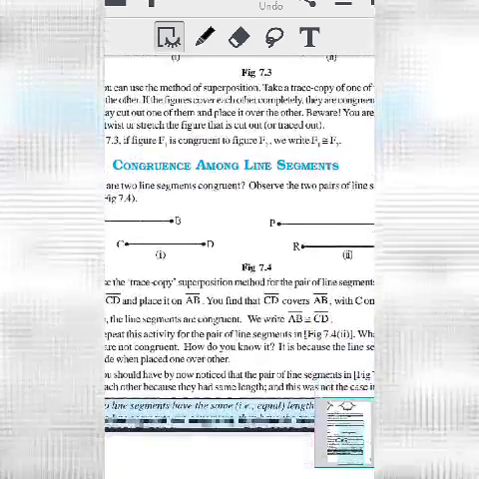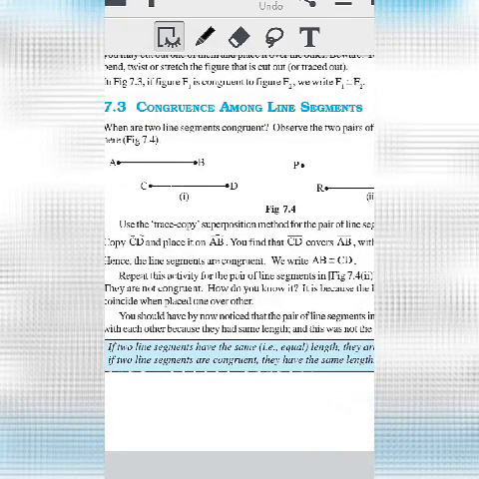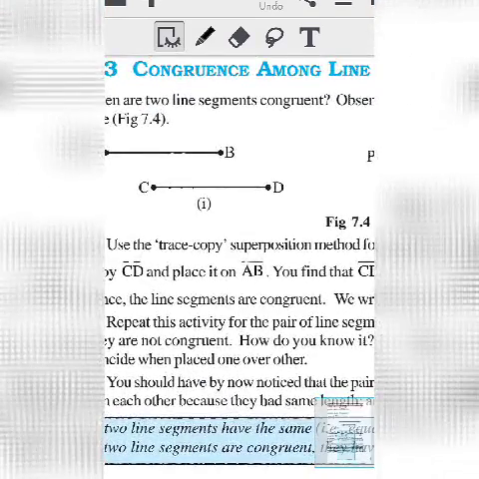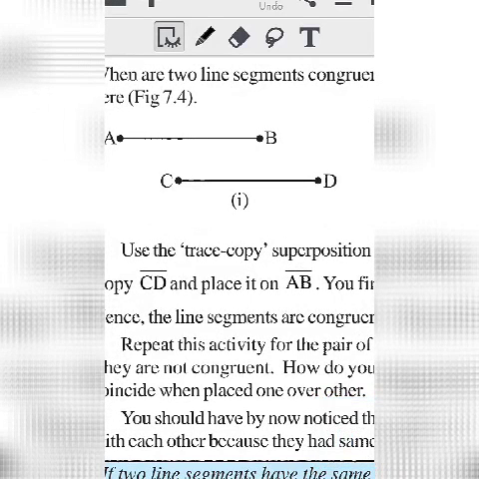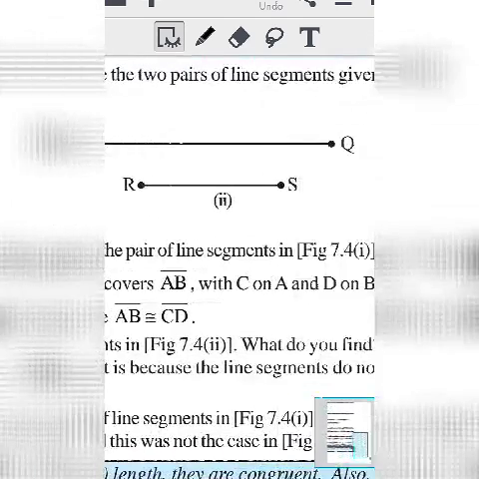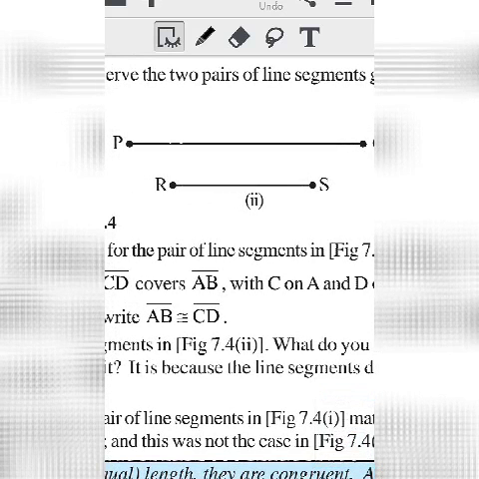So congruence of lines is also there. Now what do you think when you say congruent lines? Congruent lines means there are lines given here, AB and CD, two lines drawn. When you measure them, their lengths will be the same, so they will be called congruent lines. Similarly, two lines PQ and RS, are they congruent? No, they are not congruent because their lengths are not the same. So PQ and RS are not congruent.